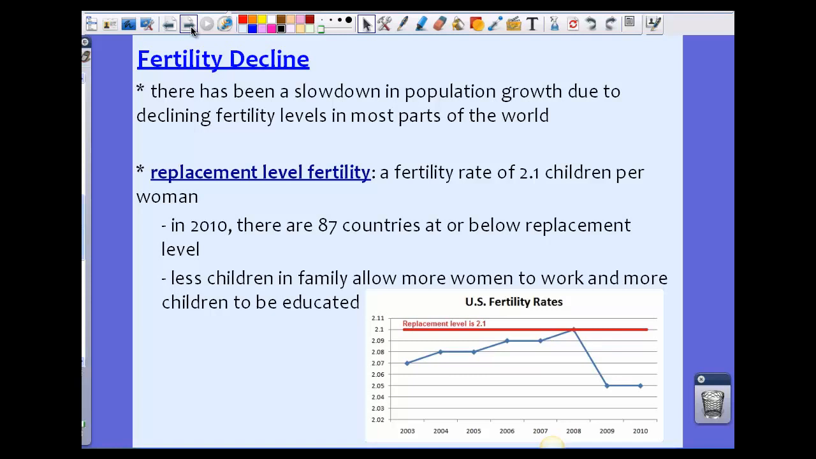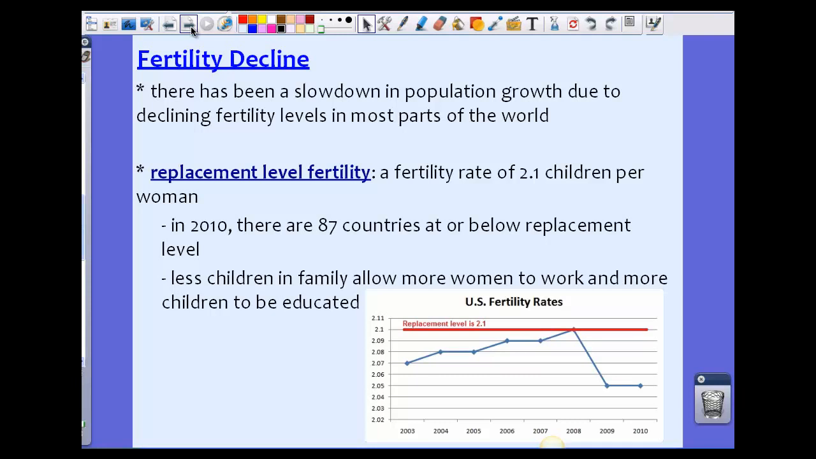Now, a term you'll see often is replacement level fertility. This is a fertility rate of 2.1 children per woman, and this will basically replace the population that's currently here. In 2010, there were 87 countries at or below replacement level. The United States is actually one of them.